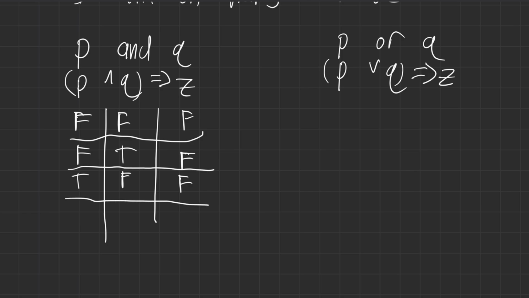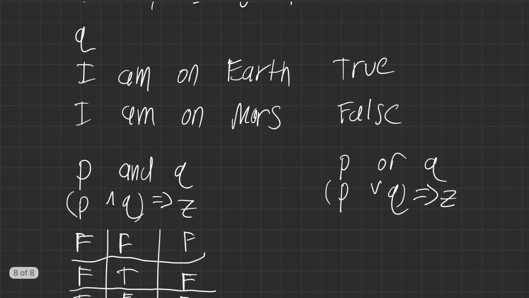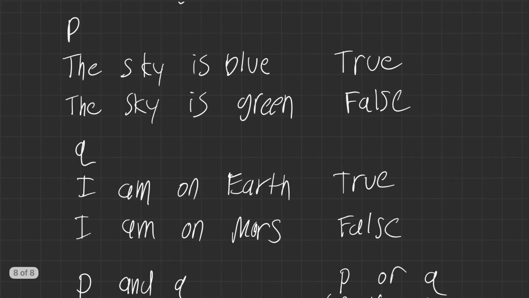But, and this is the important part of and, both P and Q have to be true for this statement, P and Q, to be true. So for Z to be true. Here's the example. The sky is blue and I am on Earth. Is it true that the sky is blue and I am on Earth? Is that statement true? Yes, it is. But if any one of those is false, it's false. The sky is green and I'm on Earth.